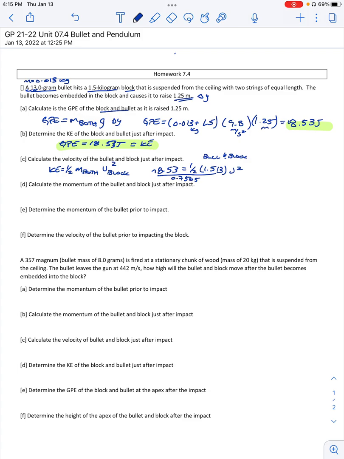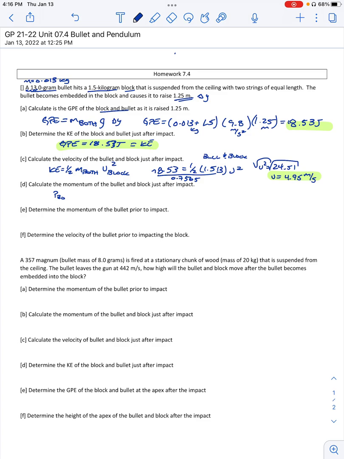Half of 1.513, it's 0.7565. All right, so then we go 18.53 divided by that. All right, so v squared equals 24.51, square root that. All right, when we square root that, we find our velocity is going to be 4.95 meters per second.